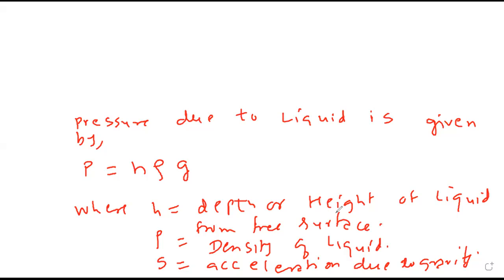Sir, P is the density of liquid, right? Rho equals density. Yes, rho. This is rho. P means pressure we have written. Pressure due to liquid is given by P. This is rho.